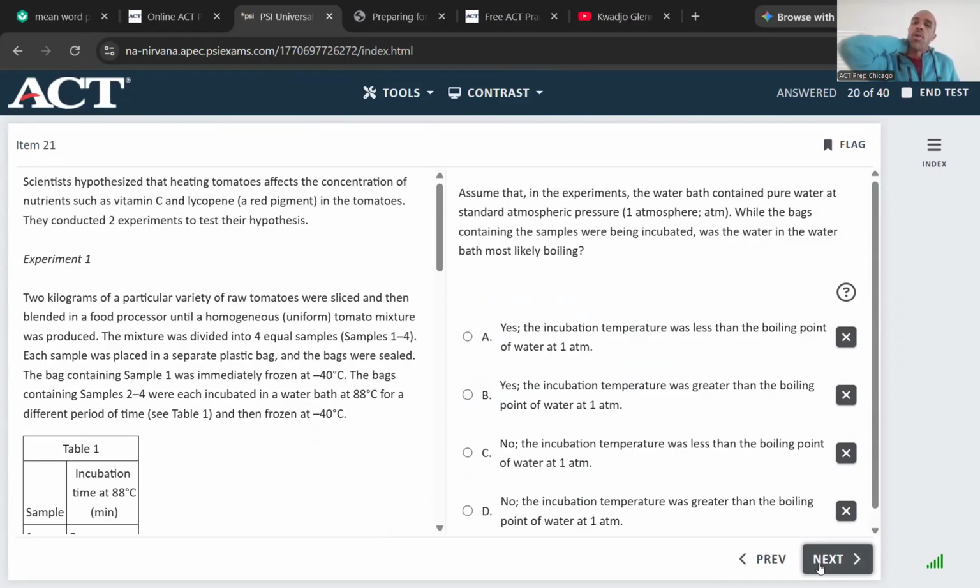Assume that in the experiments, the water bath contained pure water at standard atmospheric pressure, 1 atm. While the bags containing the samples were being incubated, was the water in the water bath most likely boiling? Okay, so look at the reasons though. Boiling point of water. The incubation temperature was less than the boiling point of water.